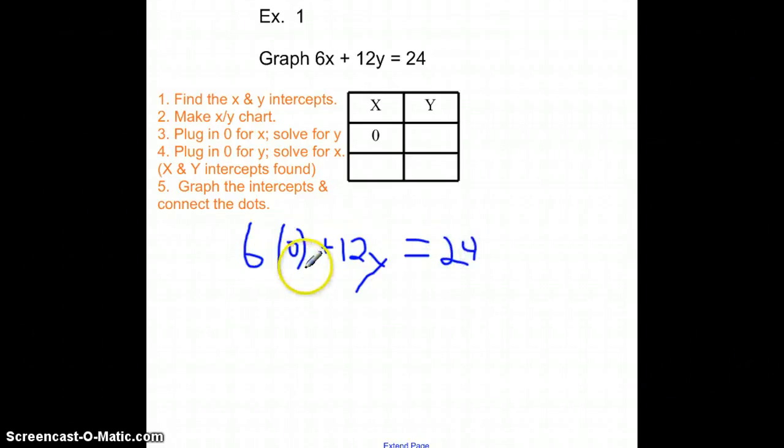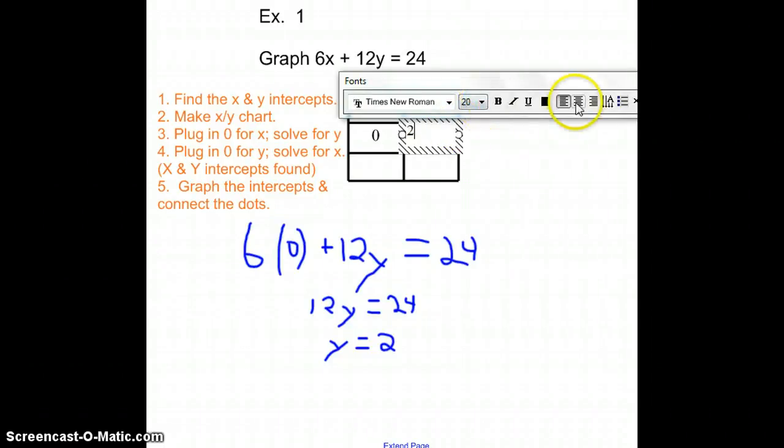So 6 times 0 we know is 0, so what we're left with is just 12y equals 24. We know from here, we better know, divide by 12, so y equals 2. 24 divided by 12 is going to give us 2.